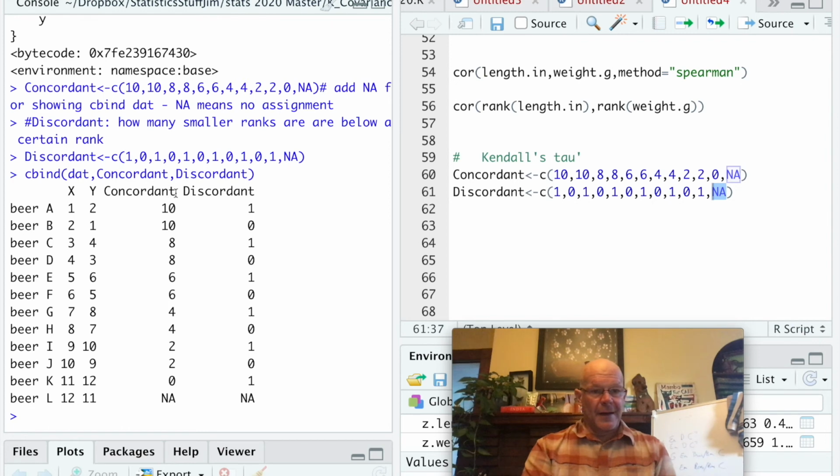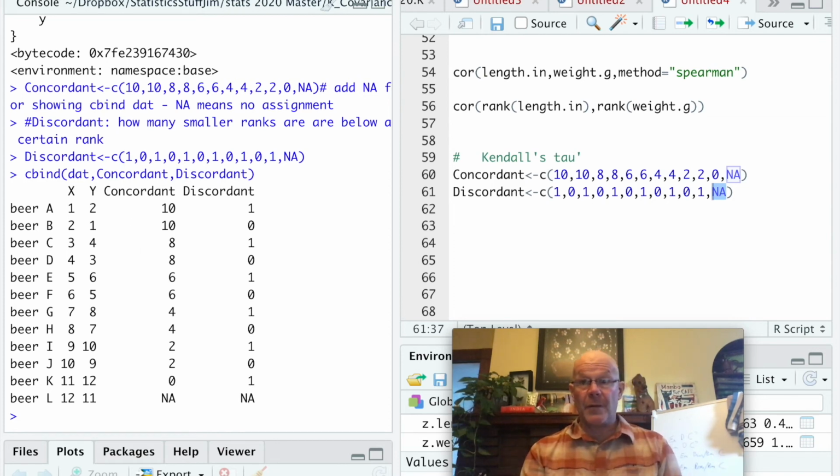So again, here we have our concordance: 10, 10, 8, 8, 6, 6, 4, 4, 2, 2, 0, NA. And then with our discordance, it's every other one, as I've cooked it up. And again, there's nothing for the bottom one because there are no rows below it to compare it to. And so we can't have any concordance beyond the lowest level, and so we leave those.